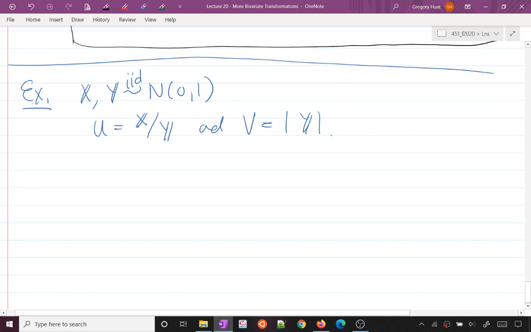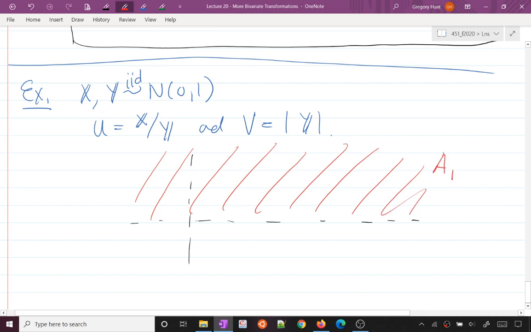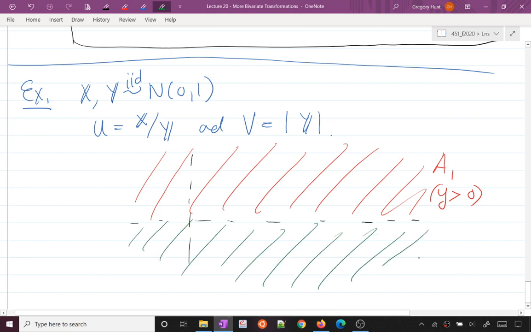Because the absolute value function is not invertible. But if we look at the real plane, you could break it up into two chunks. You could break it up into a chunk A1, where y is bigger than 0, and another chunk, basically the lower subplane, where y is less than 0. Because it's continuous, you don't really have to worry about the case where it's equal to 0. It's not going to matter in the long run.